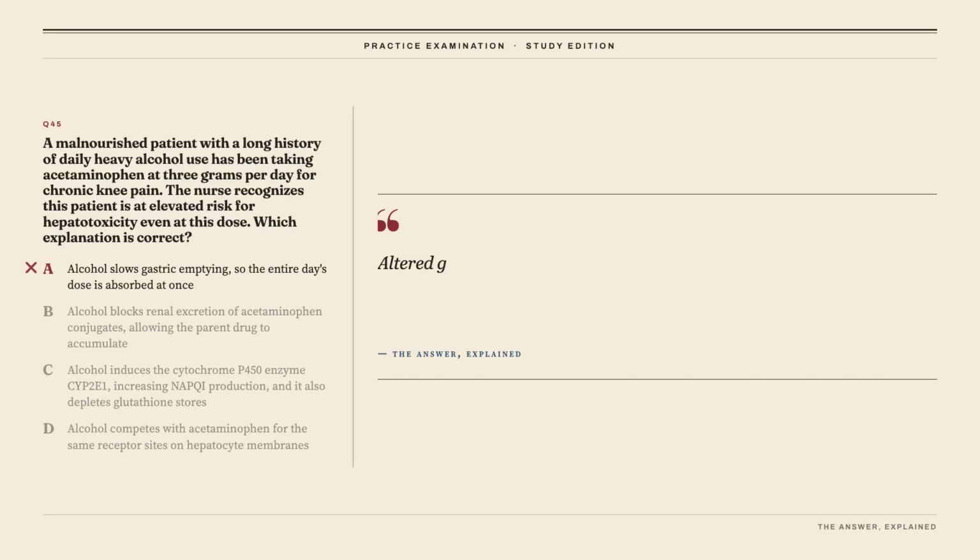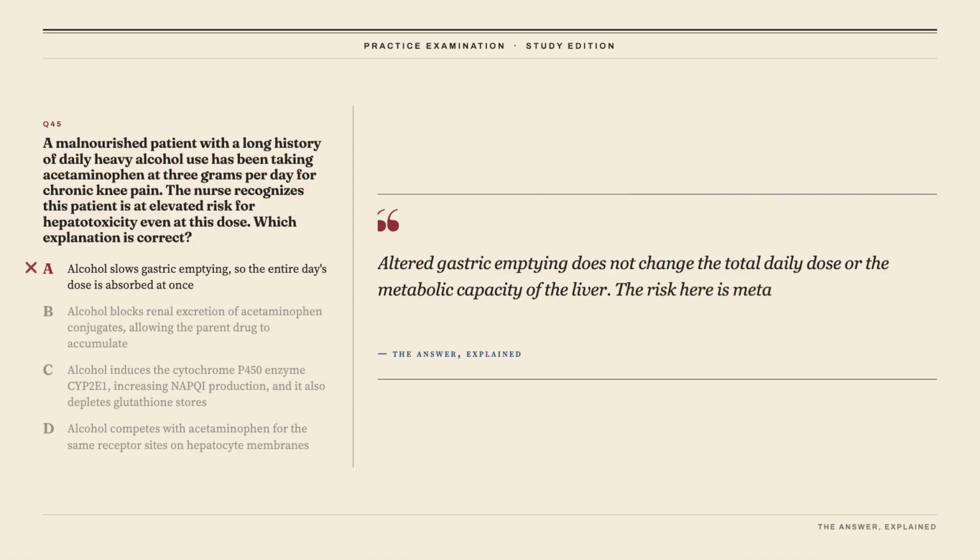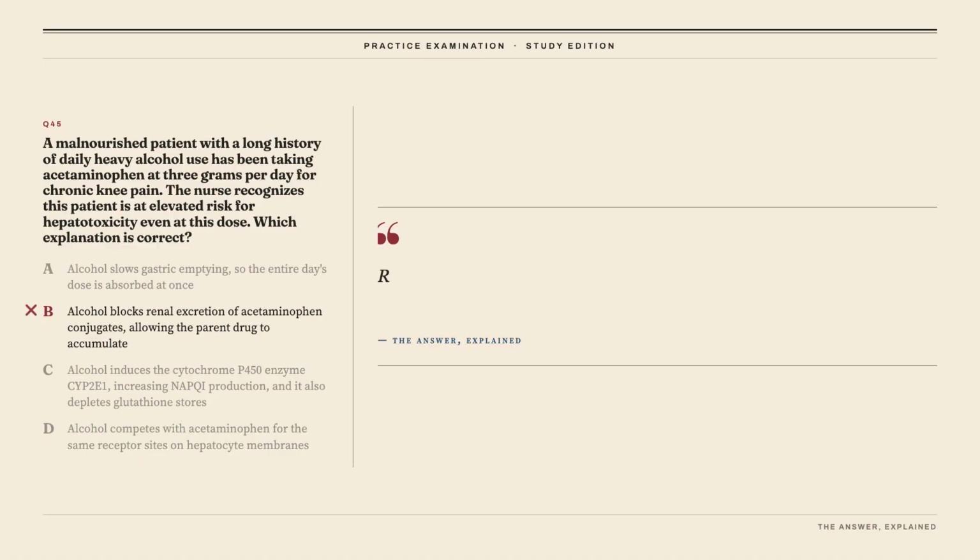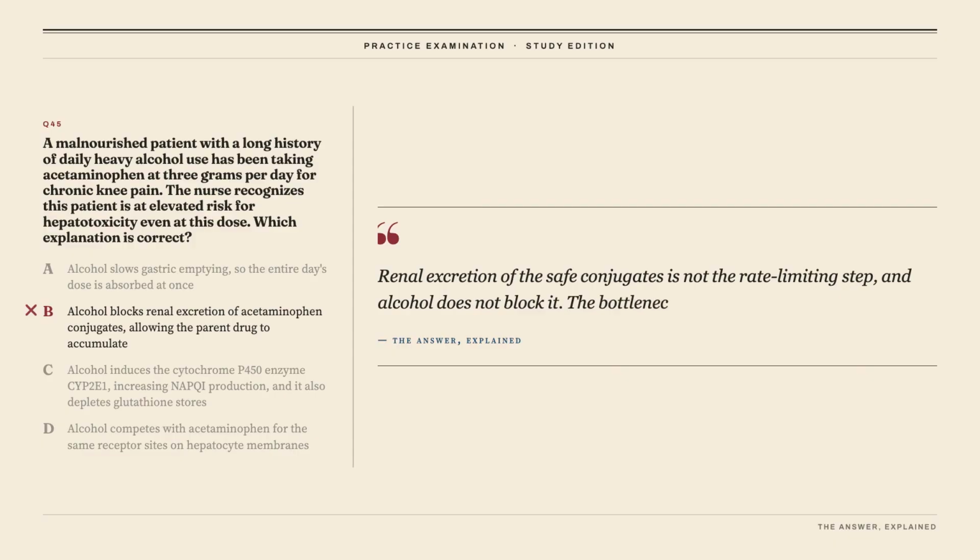A is wrong because altered gastric emptying does not change the total daily dose or the metabolic capacity of the liver. The risk here is metabolic, not a matter of absorption timing. B is wrong because renal excretion of the safe conjugates is not the rate-limiting step, and alcohol does not block it. The bottleneck is hepatic glutathione supply.